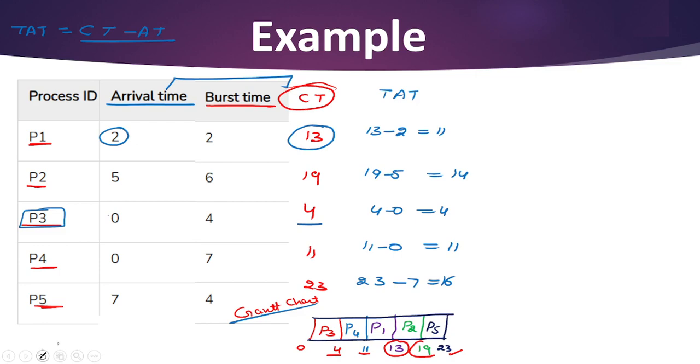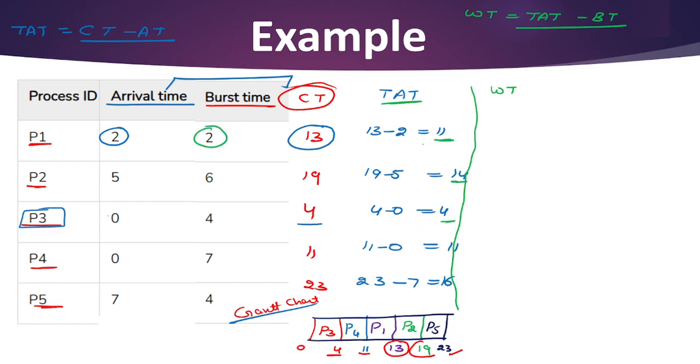So here we have our turnaround time. Okay, this is 14 and 11. Now, one more important formula they can ask is waiting time. So, waiting time is nothing but turnaround time minus burst time. So, we have the values of turnaround time, okay, and we also have the burst time. So, 11 minus 2 is equal to 9.